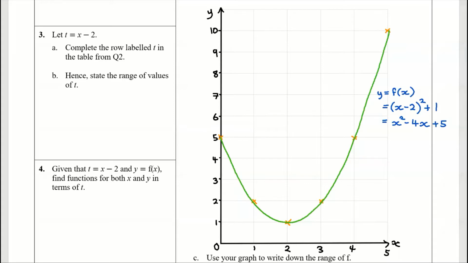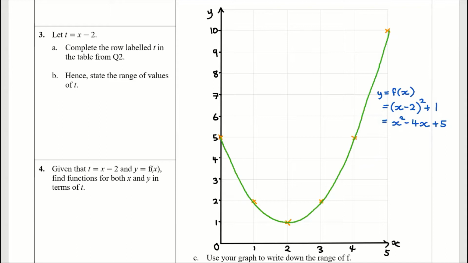Okay, so for question 2, I've just completed the graph on the screen. I've had to zoom out a little bit, so your plot should look something like this. I've tried to draw a smooth curve through the points, and we can clearly see the parabolic shape. Now for part C, it says use your graph to write down the range of f.